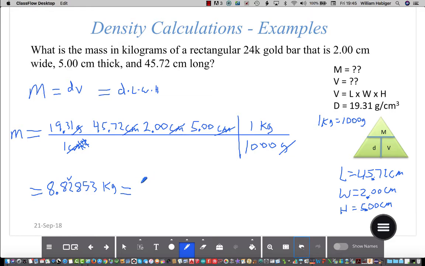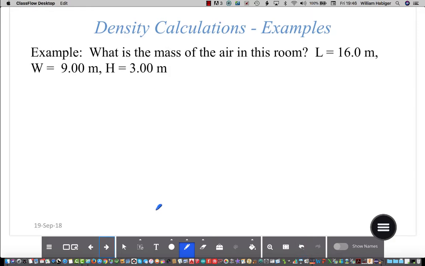So since the next number after the last sig fig is greater than 5, that 2 is going to round up to a 3, and we end up with 8.53 kilograms. So this problem is almost exactly like the last problem we just did.